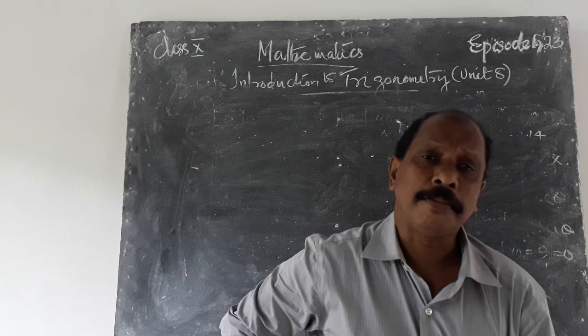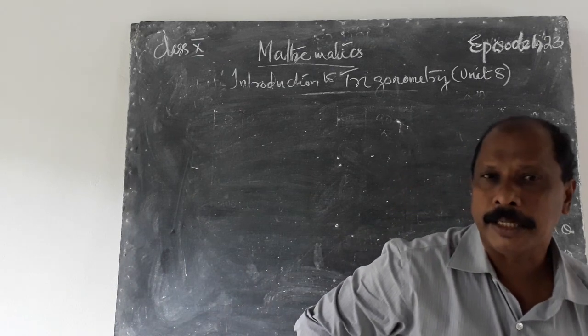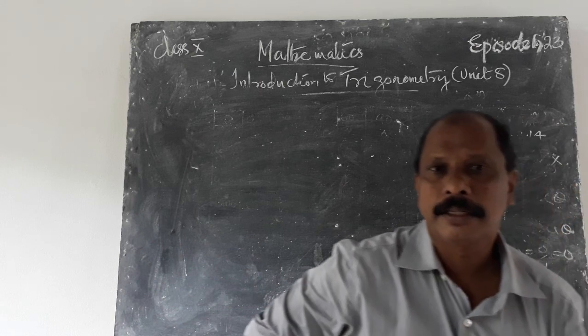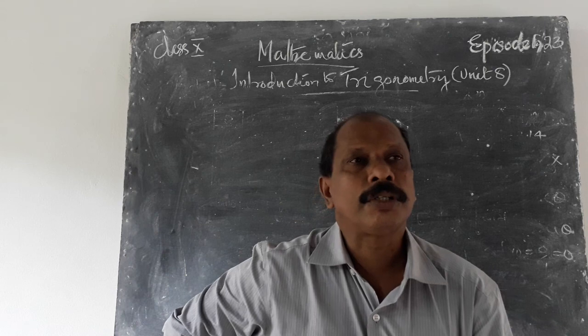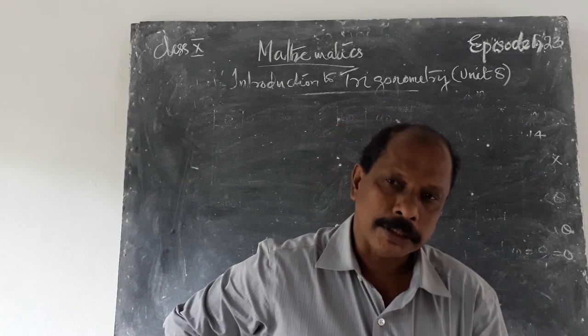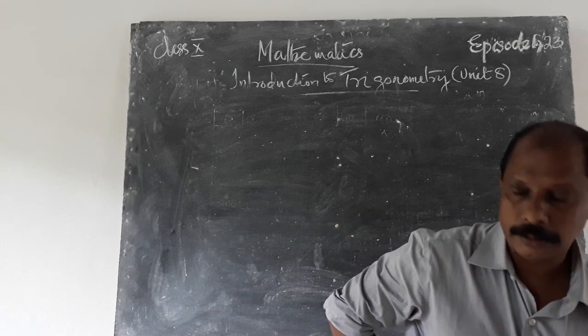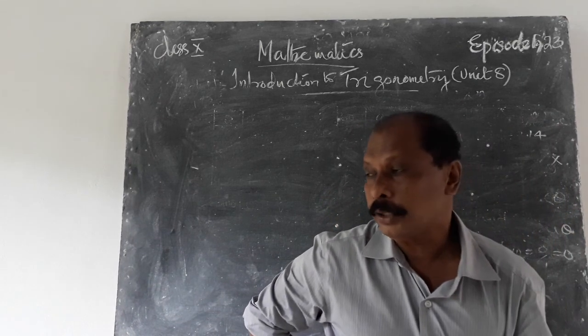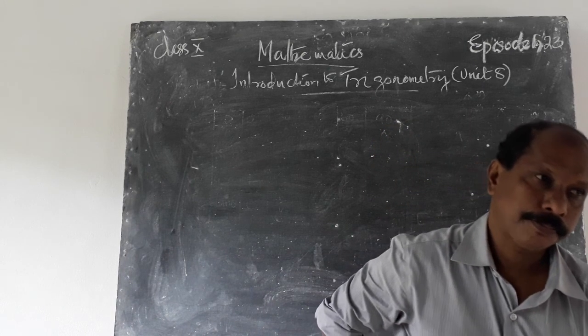Therefore, sin of 90 minus theta is cos theta, and cos of 90 minus theta is sin theta. Tan of 90 minus theta is cot theta. Therefore, cosec of 90 minus theta is sec theta. Sec of 90 minus theta is cosec theta. Cot of 90 minus theta is tan theta. These are the values for complementary angles.